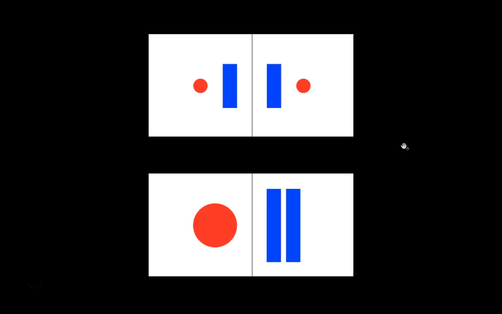The top one is symmetrical, bilateral. The bottom one is asymmetrical. So there are different shapes, different colors, but they have the same visual balance.